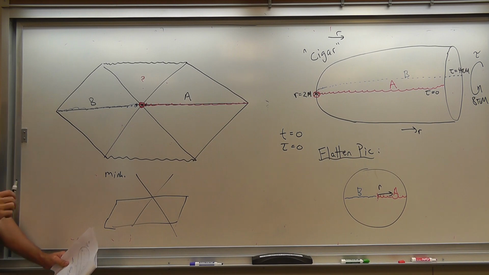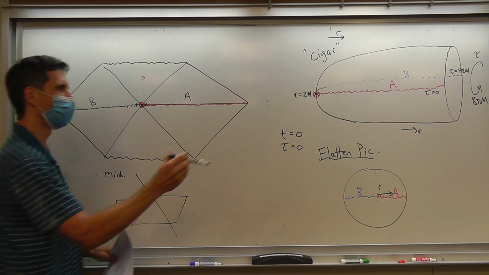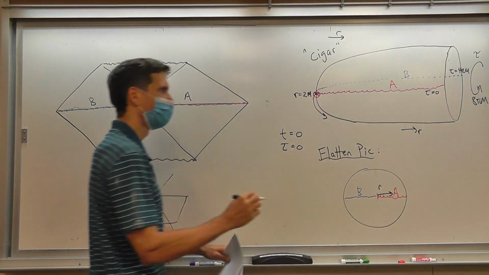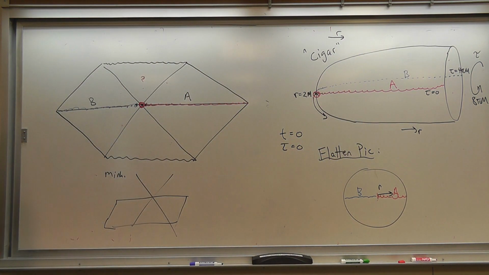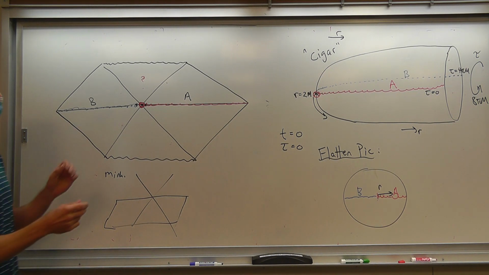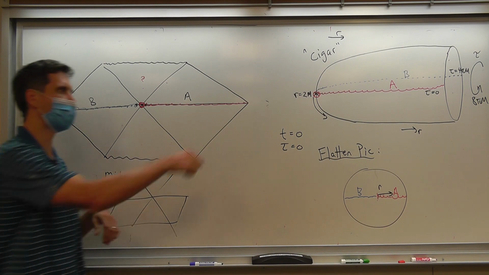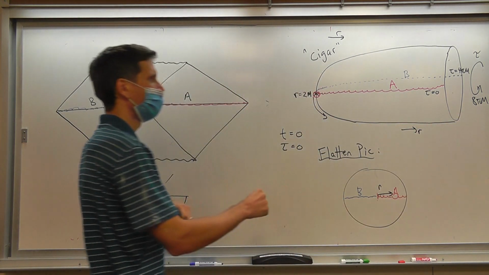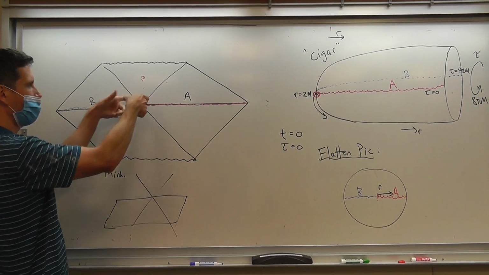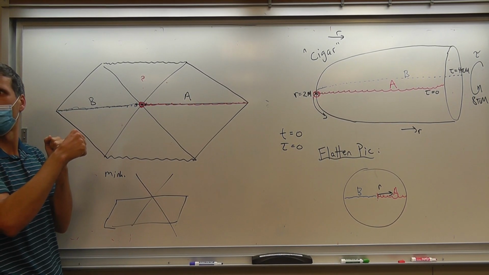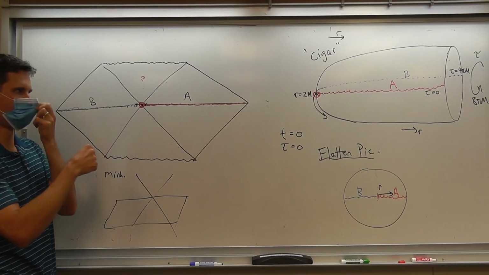No, the radial direction on the cigar is the radial direction on that disk. Yeah, I just mean like the other length piece. No, going out along the length is coming out onto the disk. Okay. And then how is moving in tau?